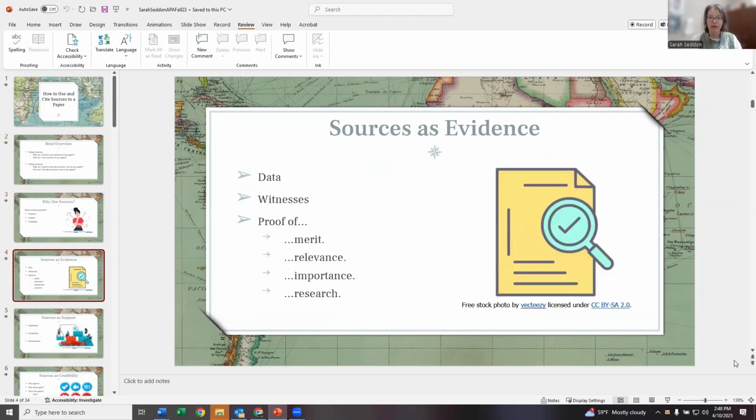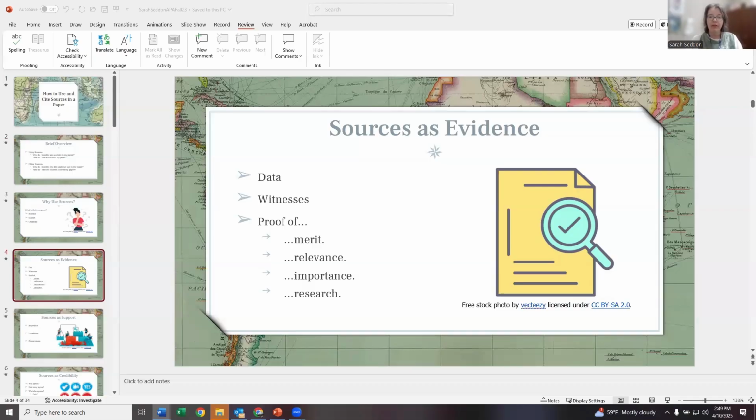When we talk about a source serving as evidence, we often mean as data. Think statistics. It might be demographic information or measurable trends. You're basically relying on the facts and numbers that somebody else gathers, and then you use them to help prove whatever argument you're trying to make.